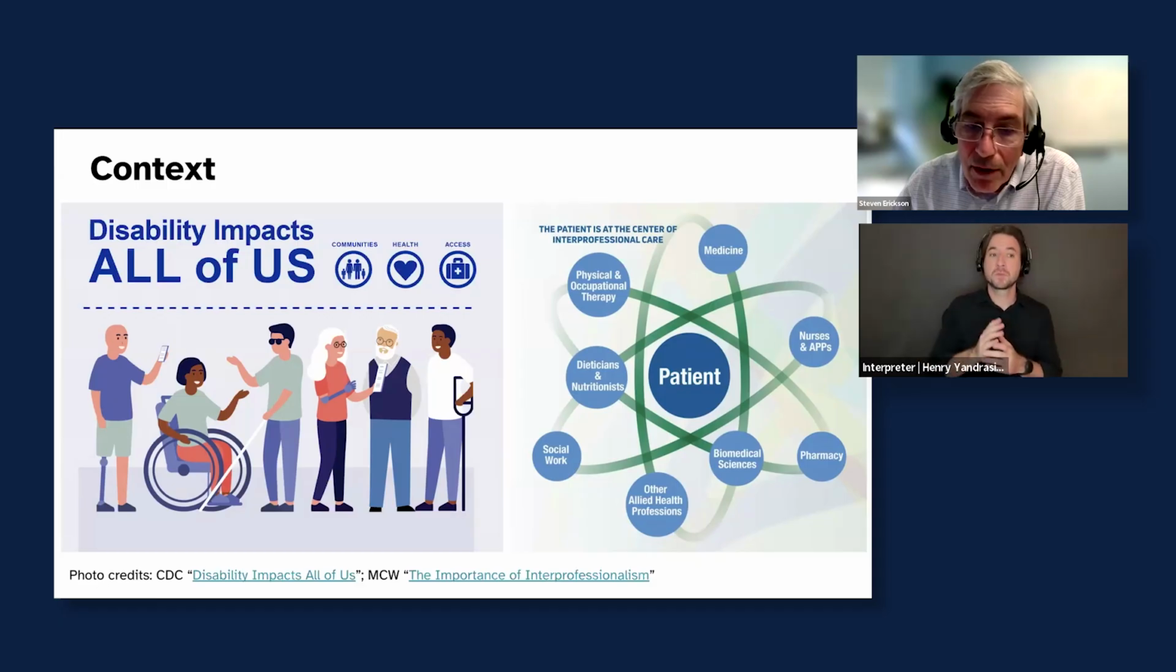Overarching goals of interprofessional education and practice: improve patient outcomes, improve patient experience, have increased health equity, lower cost of care, and improve provider experiences.